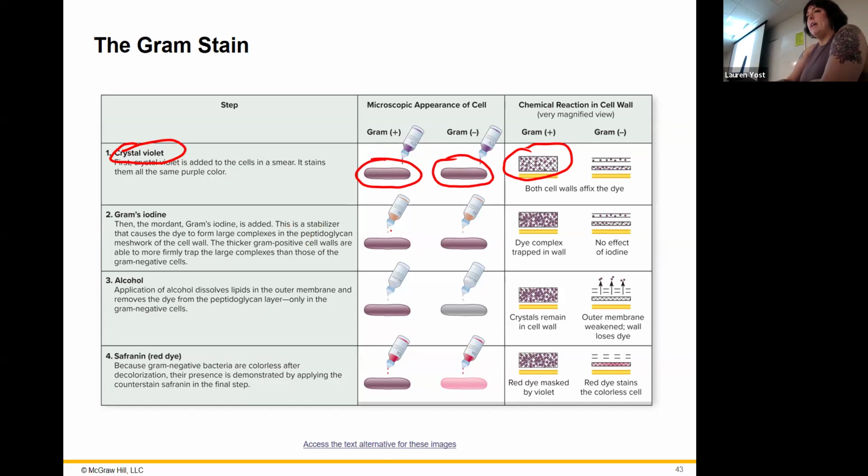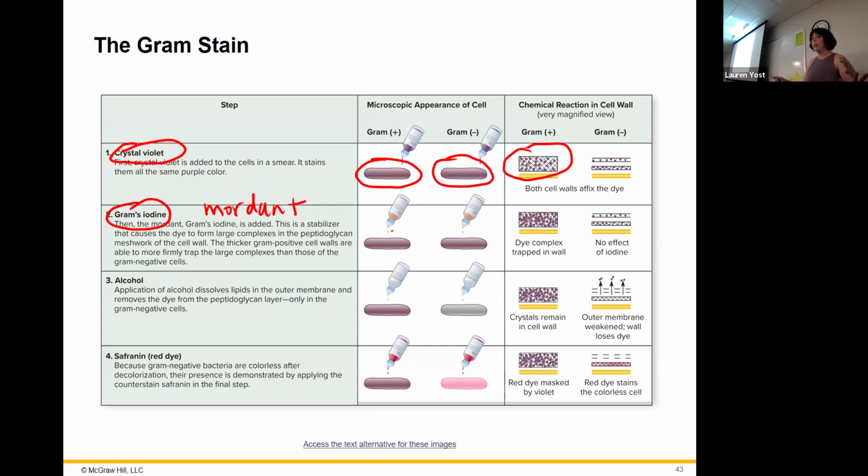Next, we're going to add iodine. When we add Gram's iodine, it is a mordant. I told you guys, when you hear mordant, think of mortar, like we have with bricks and mortar that hold the bricks together. So this mordant is going to hold those purple crystals in place like mortar would if they were the bricks, to stick them in place, right?